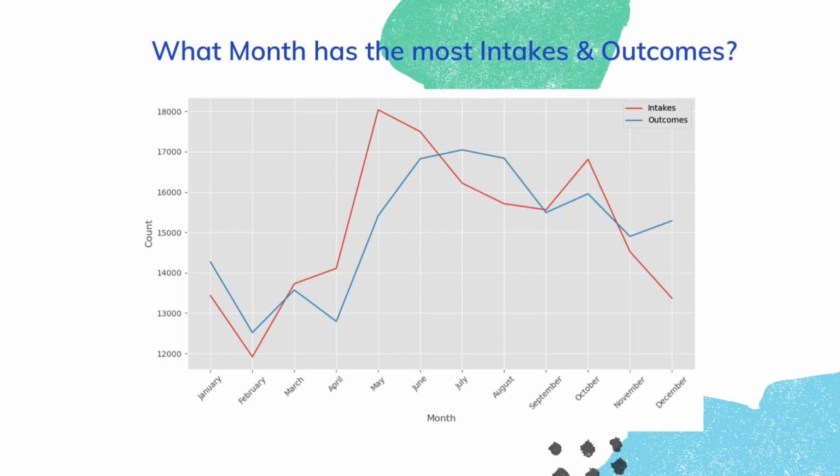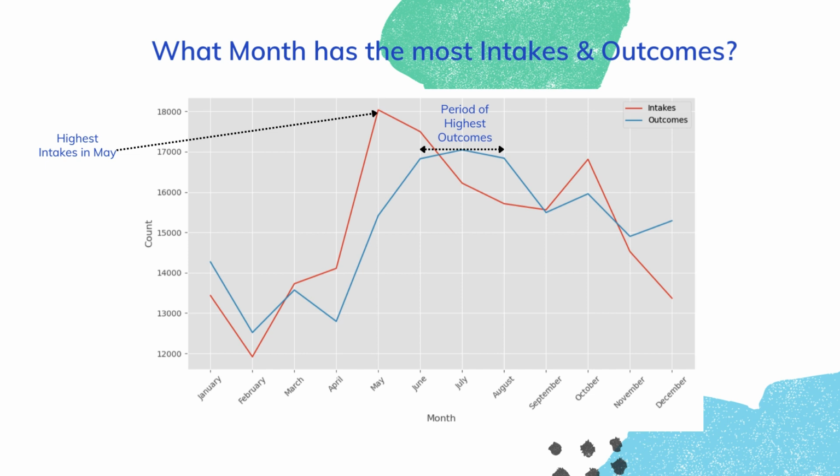Over the next few slides, we'll be looking at metrics associated with the performance of the shelter. So we ask the question, what month has the most intakes and outcomes? Over the 10-year span of our analysis, May has the most intakes, while July has the most outcomes or outflows.